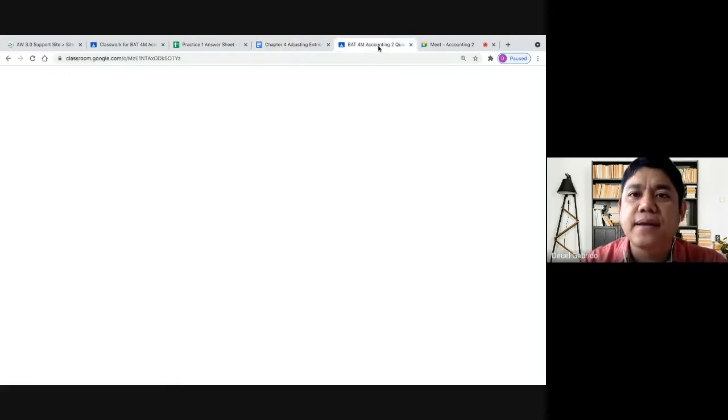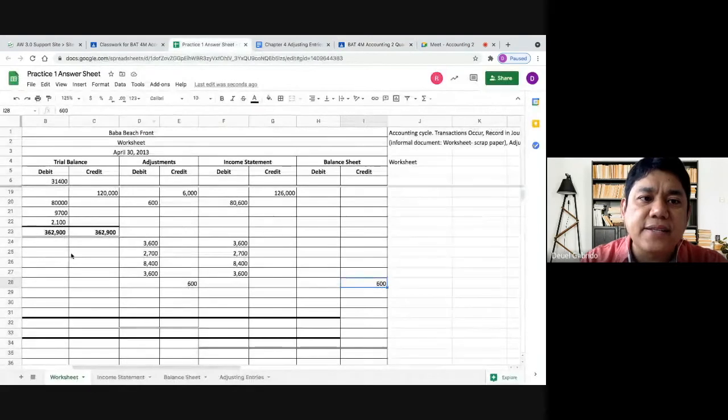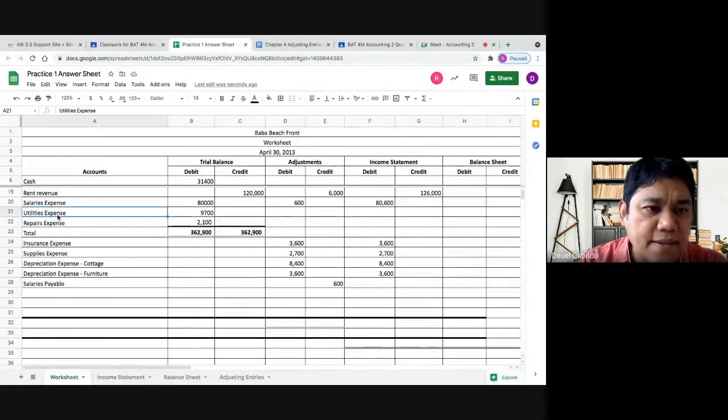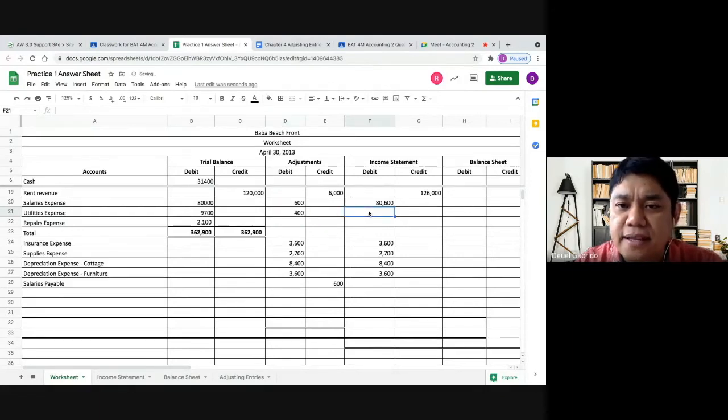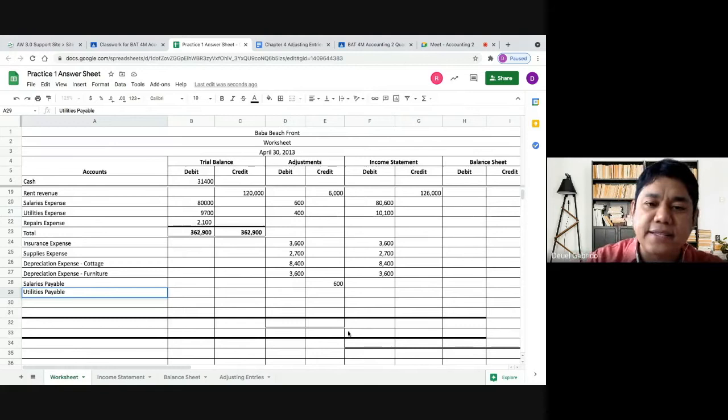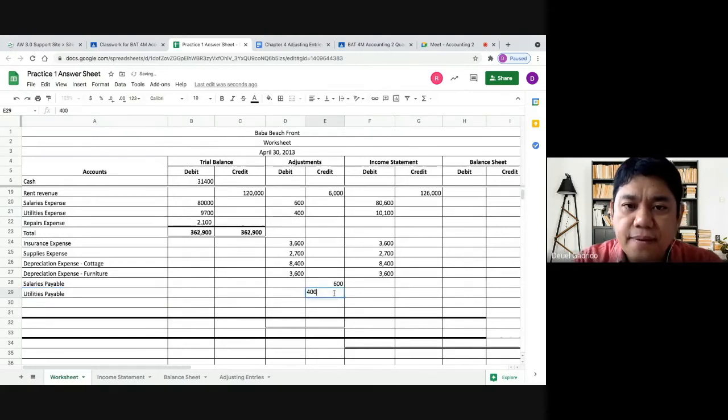Okay, 400. Wait, let's see. Is it on the list, utilities expense? I can see it here, guys. 9,700 before, and there is another 400 now. The total in the income statement would be what? 9,700 in the past year, and another 400 this year. The total utilities expense would be 10,100. Very good. And then, of course, here, utilities payable. I think it's not on the list. The amount is 400 here. Correct.